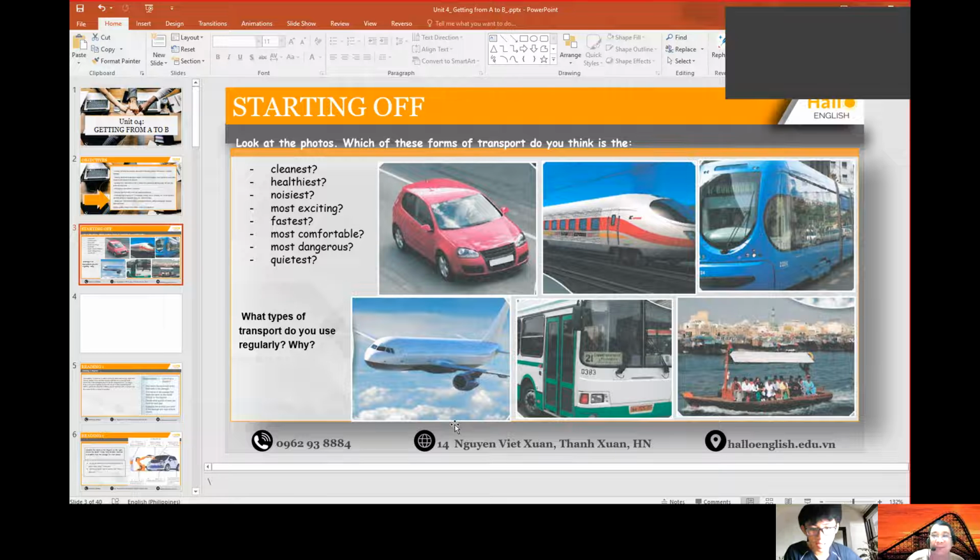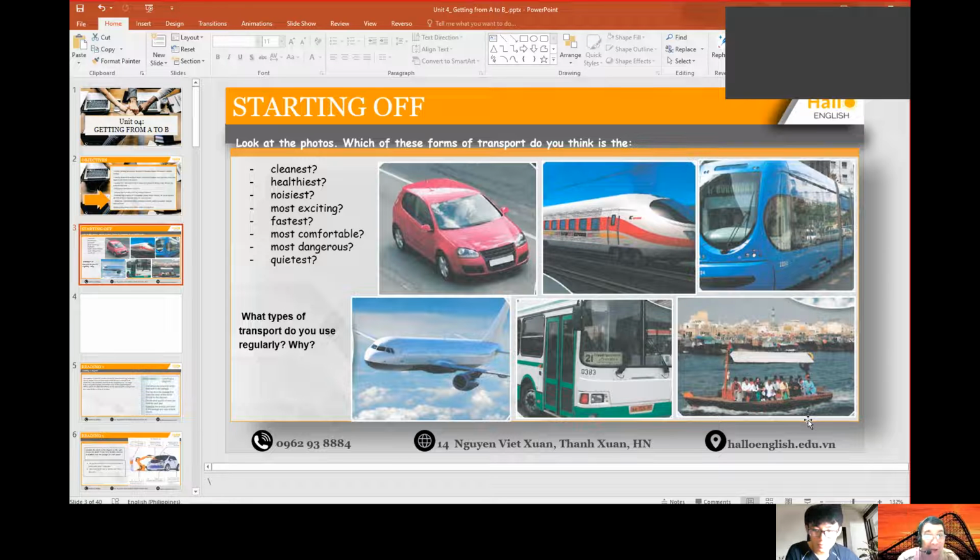I think the boat. Why is the boat the healthiest? Because we don't need to breathe this air pollution or gas from this. Yes. So it cannot contribute too much to the pollution of the air. So that's the healthiest. So 2 points for this one, because this one is a natural means of transportation.